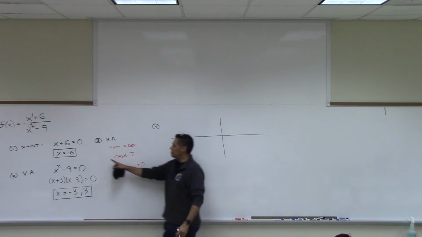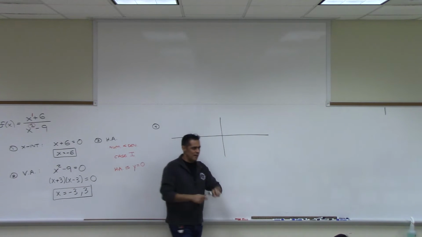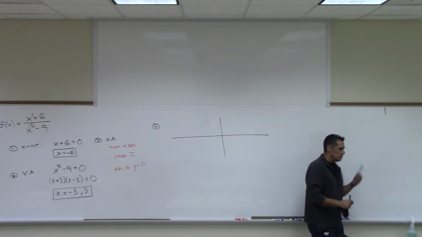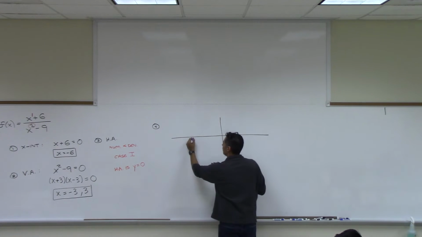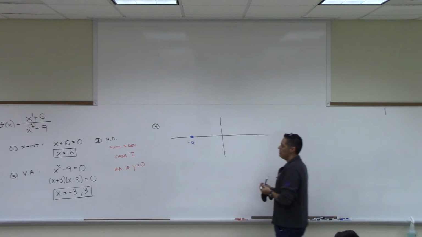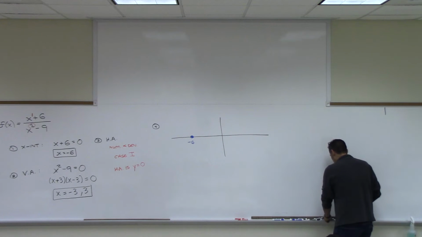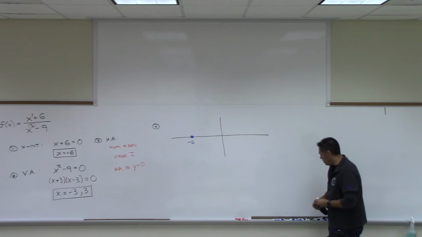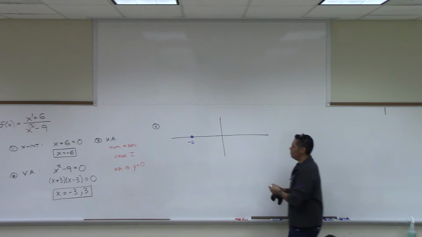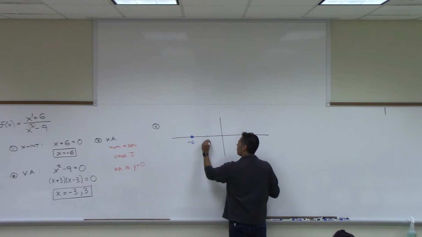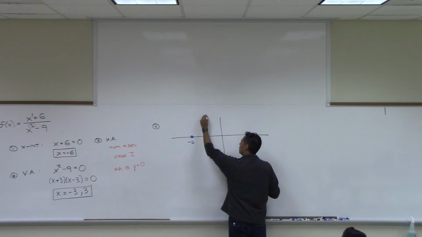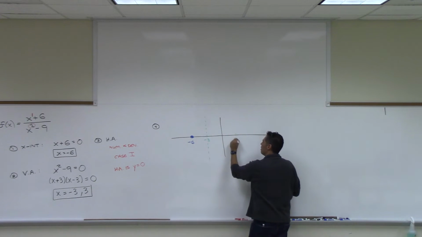Starting with the x-intercept at -6, I'm going to put a dot at -6, and I'm going to do it with a blue. -6. That's part of my graph. Then I have 2 verticals, right? One at -3, one at +3. Those I'm not going to do in blue because I don't want to confuse those with my graph. Here's -3. Here's +3.